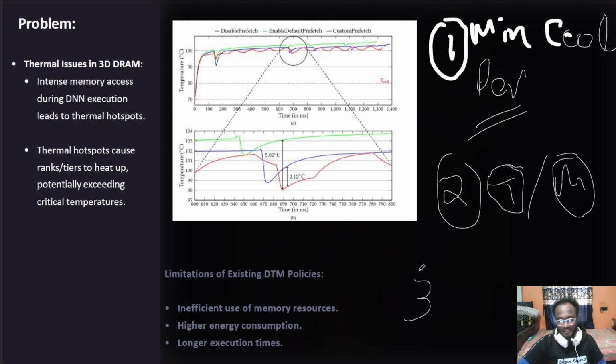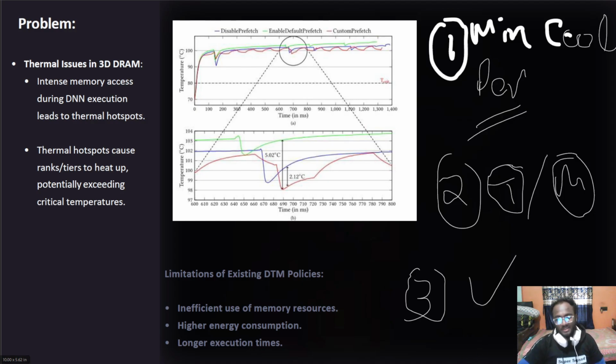And the third point is to provide application-aware prefetching, which depends on the application. So provide application-aware prefetching tailored to different layers and operations in DNN models. So these are the three points that we mainly focus on in this paper.